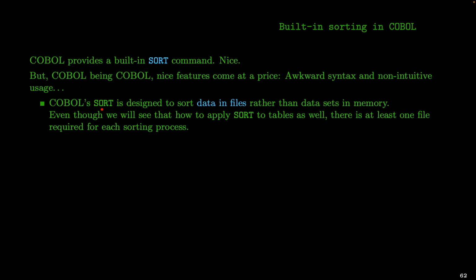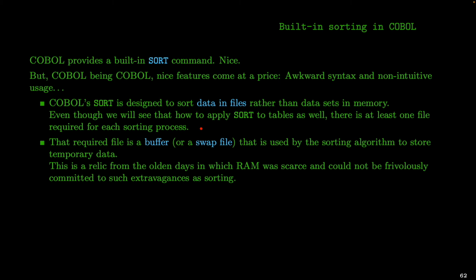Sort is designed originally to sort data in files. It's not designed to sort data that is contained in memory. And that makes it a bit unusual, at least if you're used to more modern programming languages. Now, we can use sort to sort data that is contained in tables, but we will require at least one file for this sorting process. This file that we require is a buffer, or you could also call it a swap file if you like. And this buffer is used by the sorting algorithm to store temporary data.